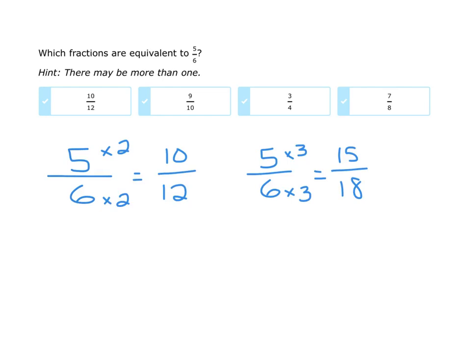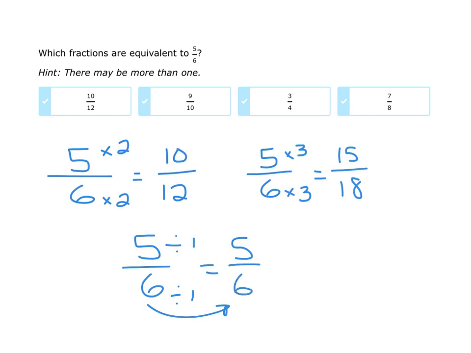So instead of keeping on with multiplying, can I divide? In this case, I cannot divide because 5 and 6 do not share a common multiple other than 1. And watch what happens when you divide by 1. 5/6, if you chose to divide by 1, you're going to end up having the same exact fraction. 5 divided by 1 is 5, and 6 divided by 1 is 6. That's not really an equivalent fraction. That's the exact same fraction, so we can't count that.